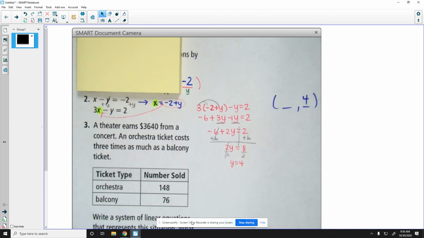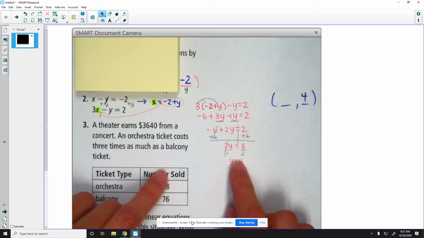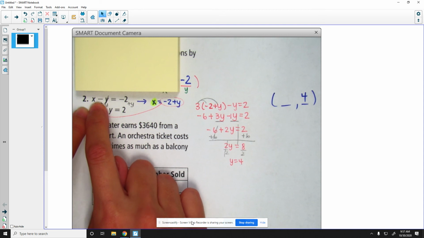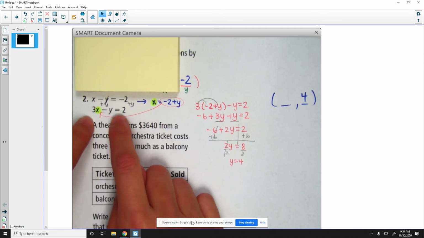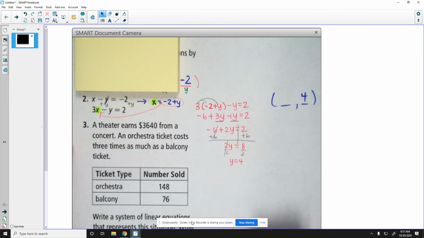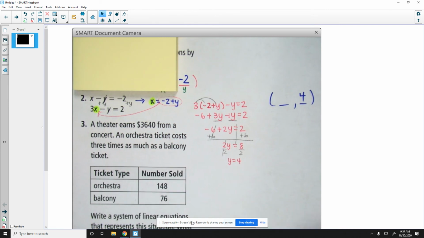Do you always solve for y first? No, you don't always have to solve for y first. So Cameron actually wanted to solve for x in this equation. So if she ended up solving for x, she would have had the x's answer and not the y's answer. So do you just solve for whatever's easier? Yeah, just solve for whatever's easiest in your head.